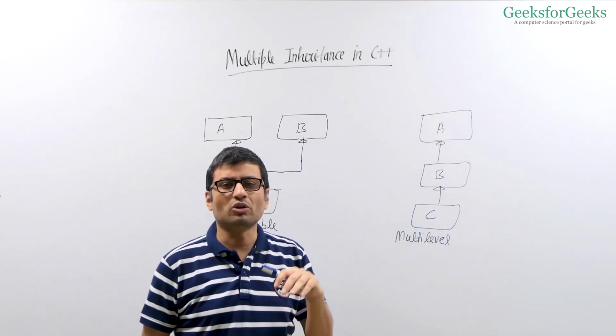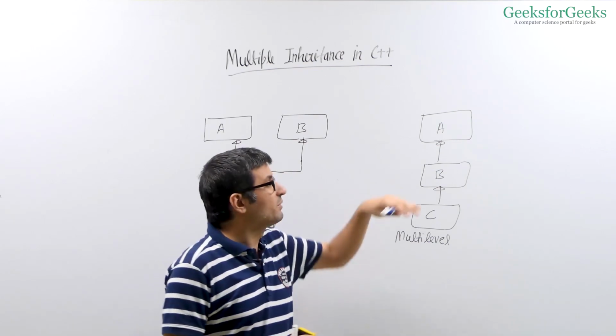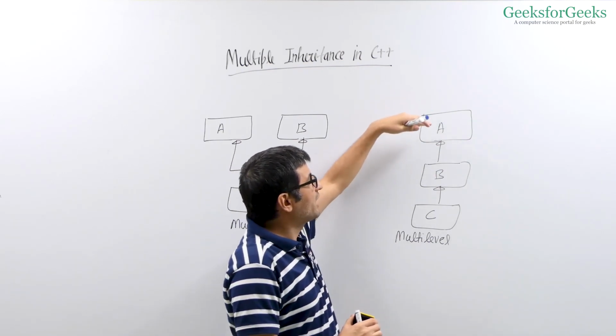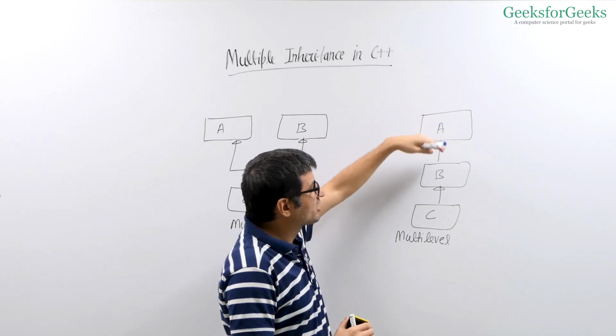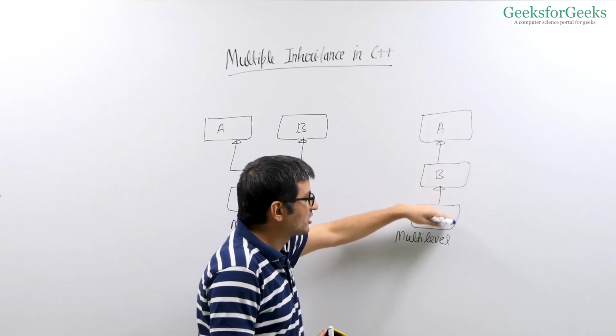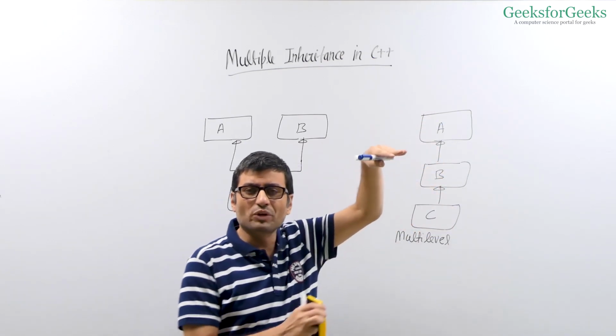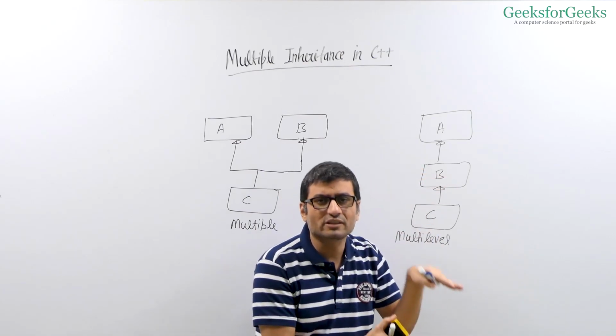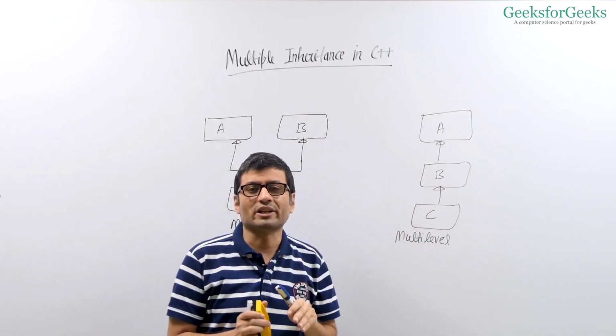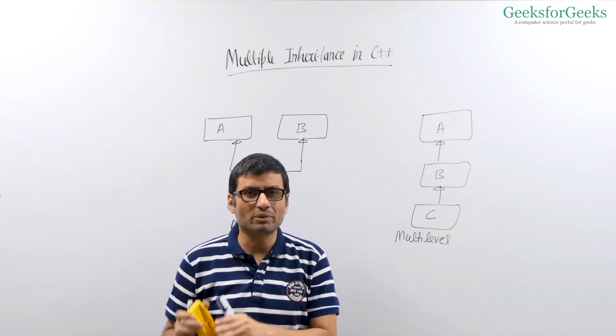Multi-level inheritance, on the other hand, is different. In multi-level inheritance, we have a class which is an ancestor of another class, and this class is an ancestor of another class. So the idea is, when you have multiple levels of inheritance, then it is multi-level, and when a class inherits from two or more, that's multiple inheritance.